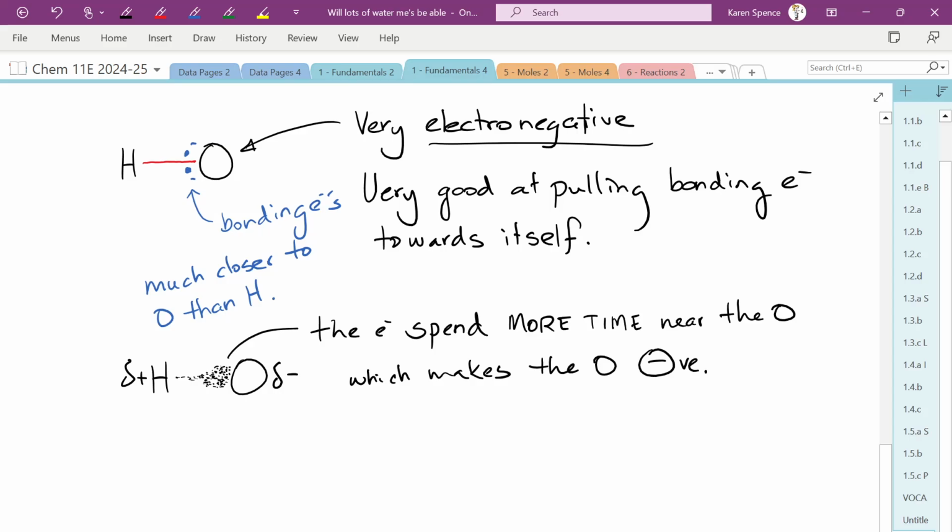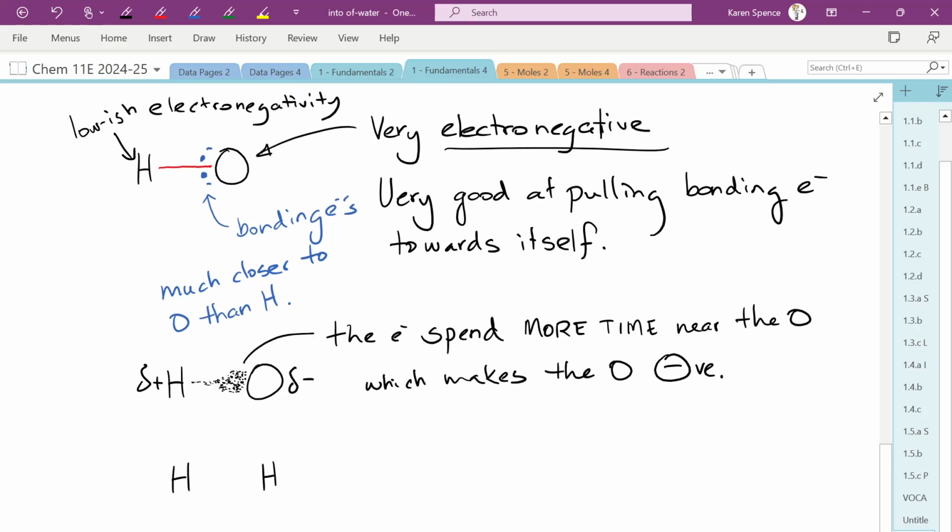And if we were then to look at a hydrogen and a hydrogen, hydrogen has kind of low-ish electronegativity. So oxygen is really good at pulling electrons. Hydrogen is not so good at pulling electrons.